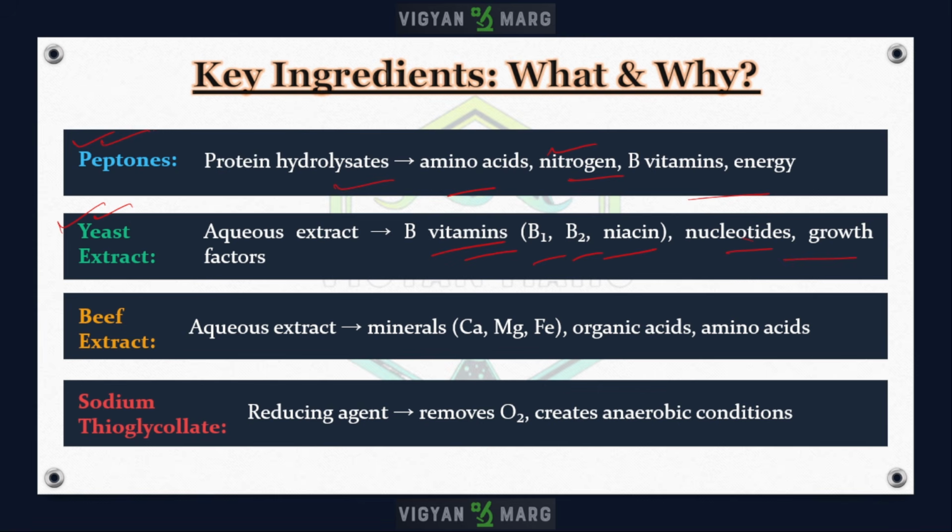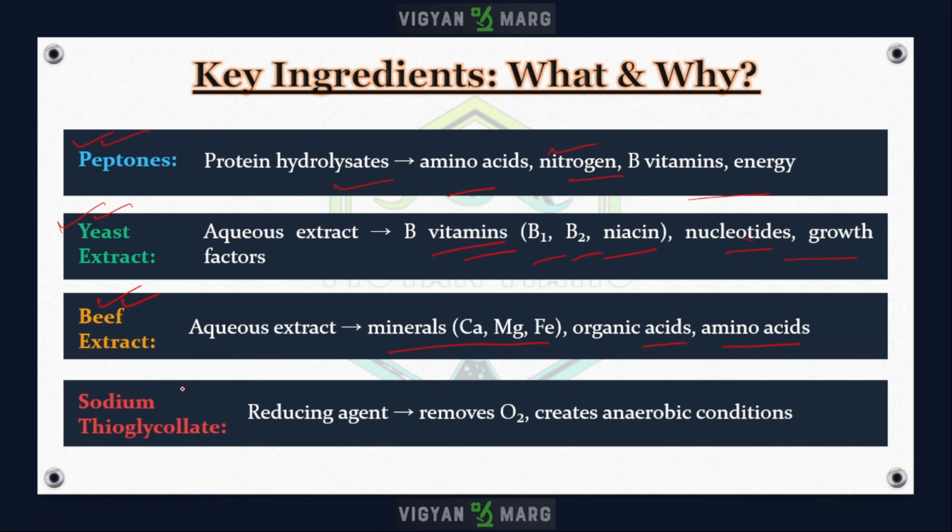Okay, and next is beef extract. Beef extract is a water soluble extract of beef tissues. It contributes minerals like calcium, magnesium, iron, and organic acids, amino acids. Okay, and additional amino acids are also present there. Together with peptones, it enriches the medium nutritionally.